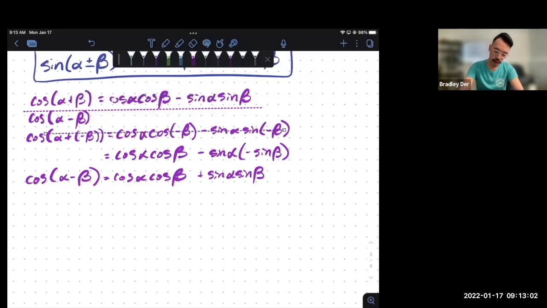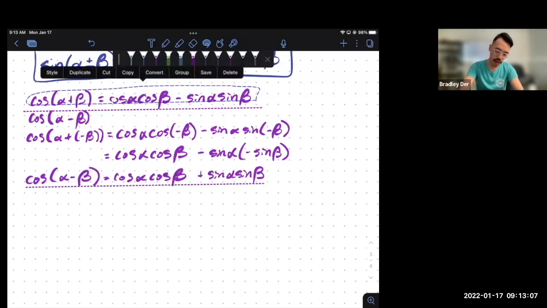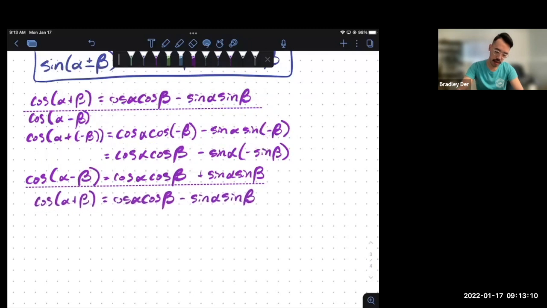Okay. We can compare that to the original sum formula that we had. Notice these are also pretty much exactly the same. You've got cosine alpha, cosine beta, sine alpha, sine beta. The difference, again, is the signs. But unlike the sum and difference for sine, we're using opposite signs for cosine. So alpha minus beta results in a sum of these products. Alpha plus beta will call for a difference in products.